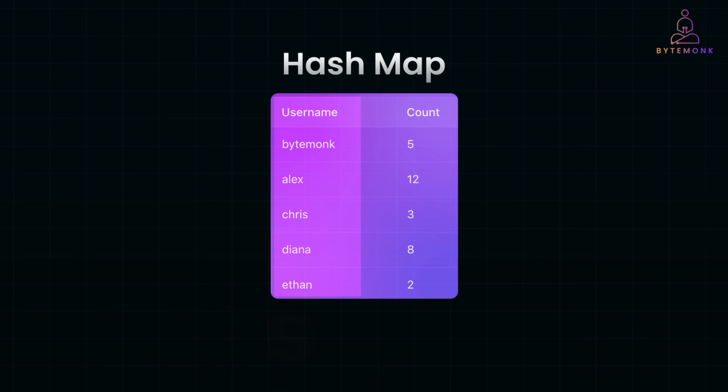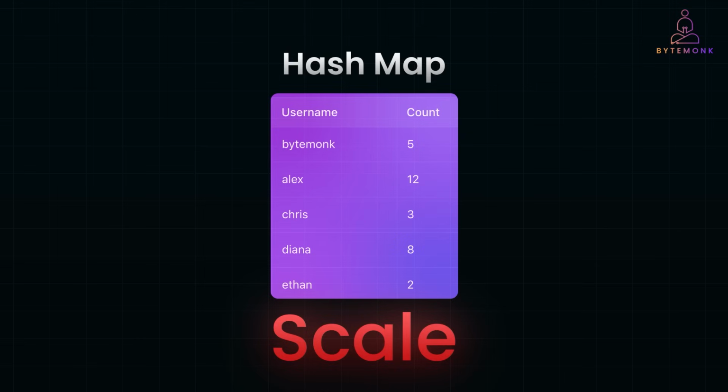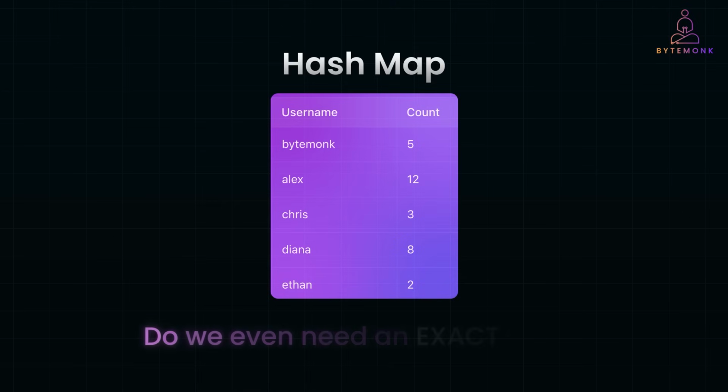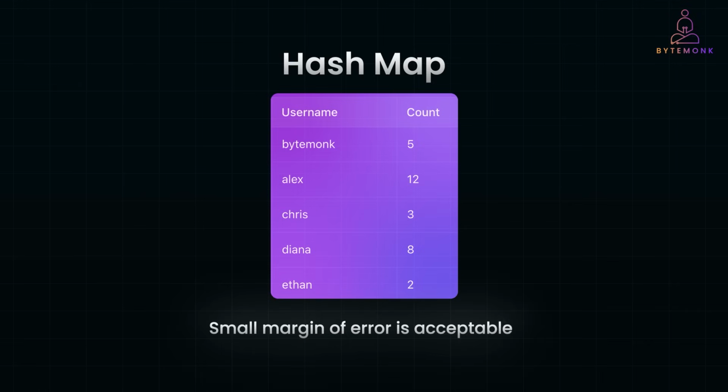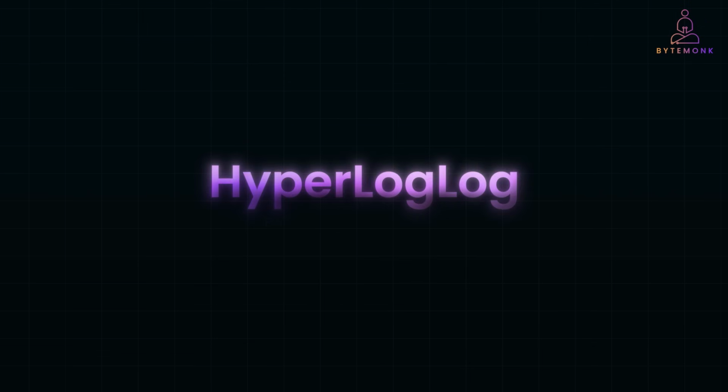But here is the catch: scale. As the number of unique users grows, storing such a massive hash map becomes expensive in both memory and computation. It's simply not practical at a web scale. So what's the alternative? And do we even need an exact count? For most use cases like analytics and monitoring, a small margin of error is acceptable. We don't need absolute precision, just a good estimate. And this is why probabilistic algorithms like HyperLogLog are used to estimate cardinality efficiently without storing all elements.